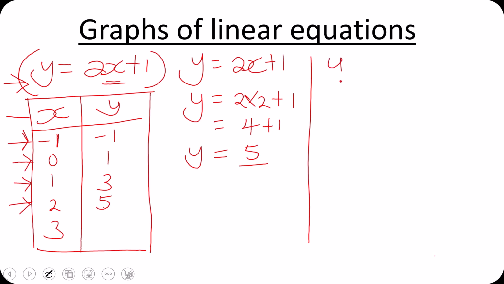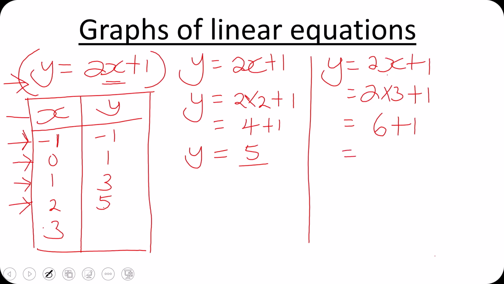Lastly, we're going to use the x value, which is 3. So our y is equal to 2x plus 1, and our x in this case is 3. So we shall say 2 times 3, then plus 1. 2 times 3 is 6, then plus 1, and this gives us 7. So our y value is 7.